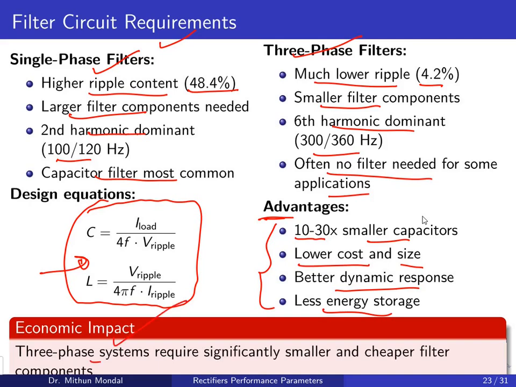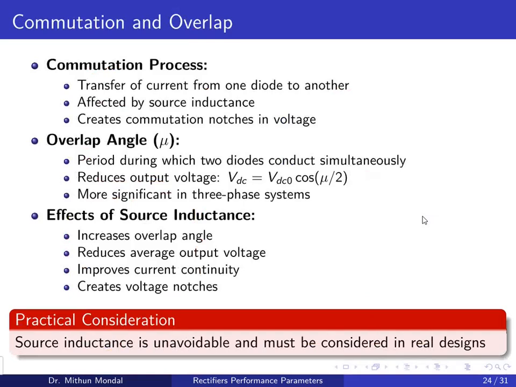Economic impact: if we go with three-phase, the system requires significantly smaller and cheaper filter components. So if the ripples are present in the supply, then we need to go with the three-phase system compared to the single phase. Commutation and overlapping also need to be properly judged.